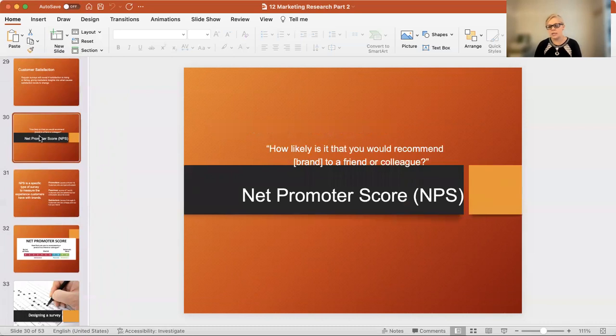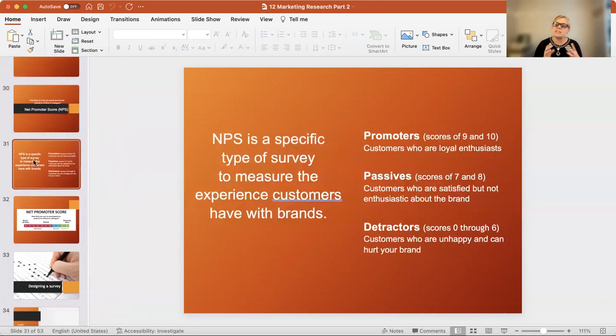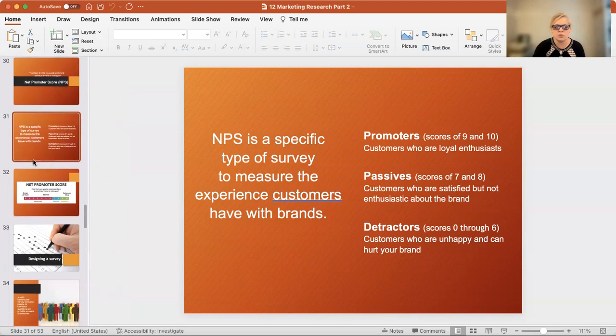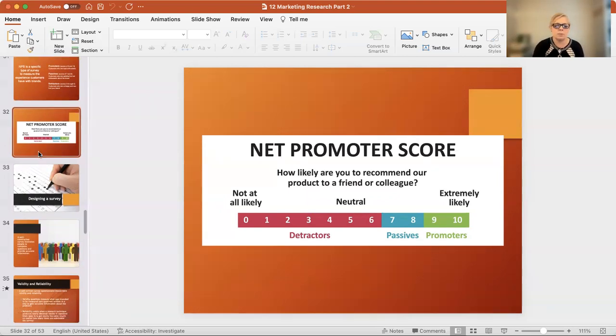Net promoter score. This is how likely you would be to recommend a brand to a friend or a colleague. That's all your net promoter score actually is. It is a specific type of survey measure of the experience customers have with brands, and you can see here the different types: promoters, passives, and detractors. And you can see it can be done as a ranking or a scale as well. This is an example of that.